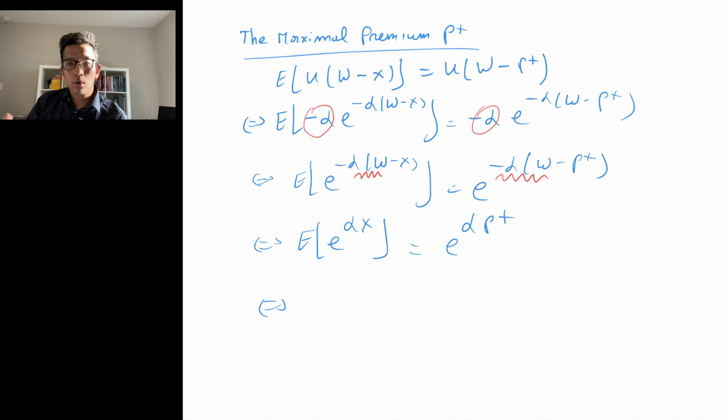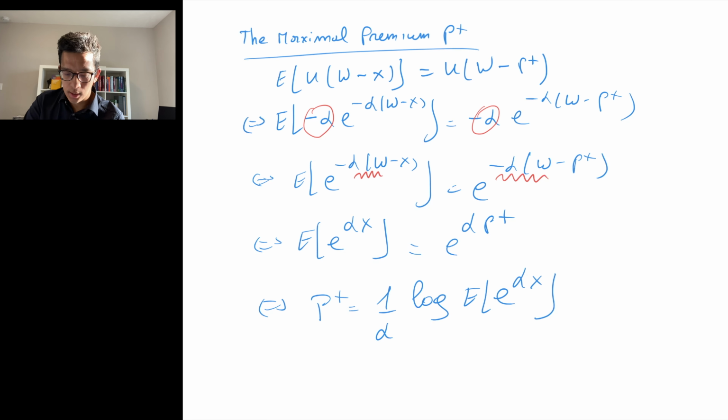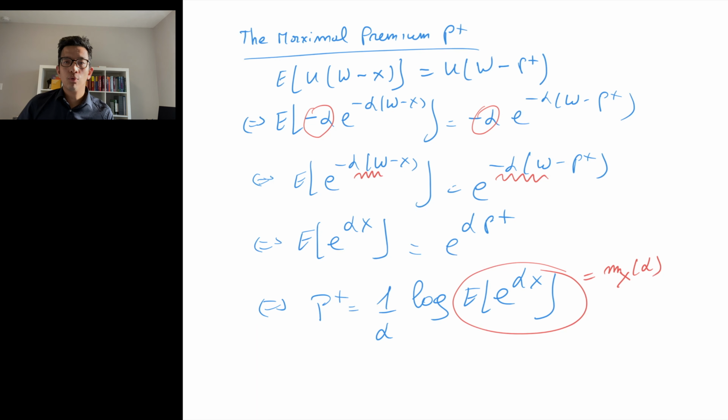And then if you take the log on both sides and you divide by alpha, you find that P plus is also equal to 1 over alpha, the log of the expectation of e to the power alpha X. And then similar to the case where we had the minimal premium, this expectation here is the moment generating function m of the random variable X in alpha, which proves the result.